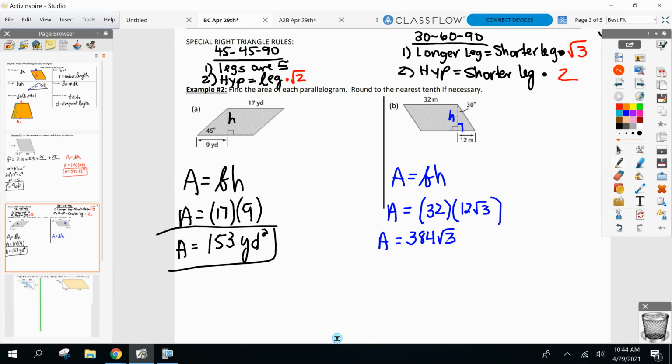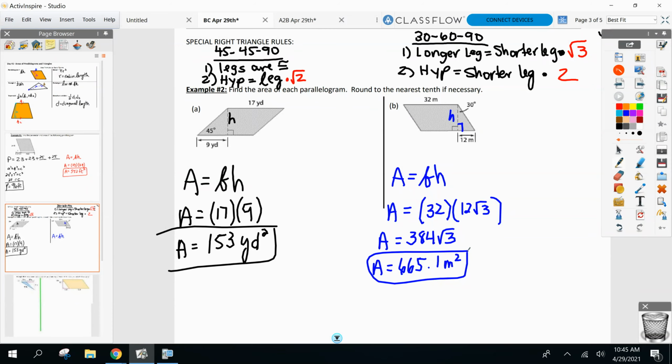All right, now let's follow the directions. Nearest tenth. Now 384 times radical 3 in your calculator. 665.1 square meters. Okay, 30, 60, 45, 45. Any issues if that comes up later on tonight? Questions? All right, there's going to be another issue coming up in a minute. Not right now, but in a minute.